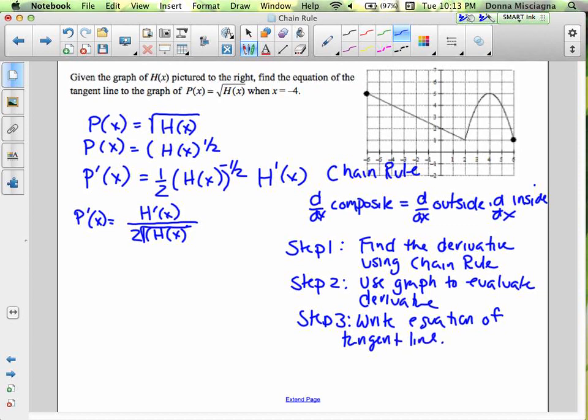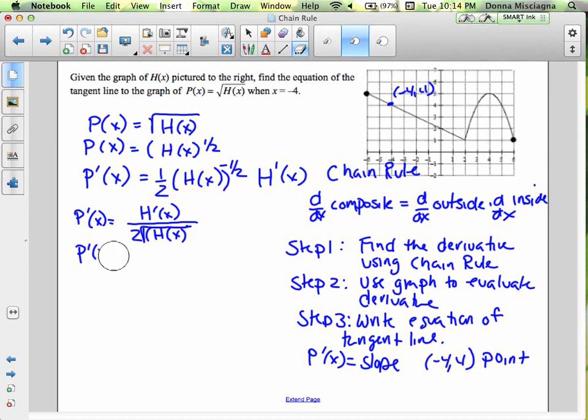So the p prime of x, that's our slope. And then the point, when x is -4, y is 4. So -4, 4, that's the point. All right, so now we just need to evaluate. We're on step 2, and then we can do step 3. So p prime of, and we're looking specifically at -4.